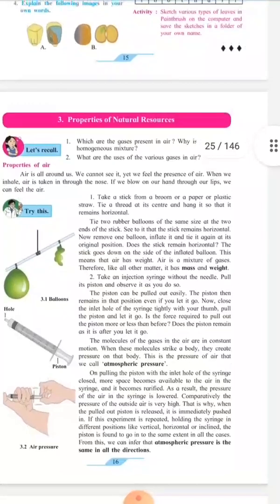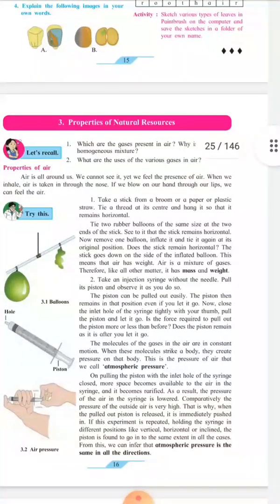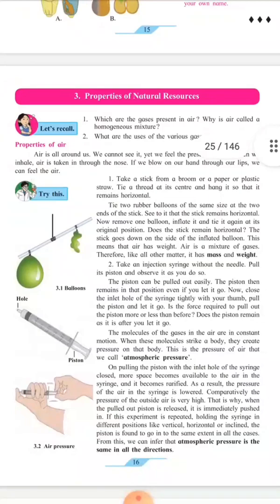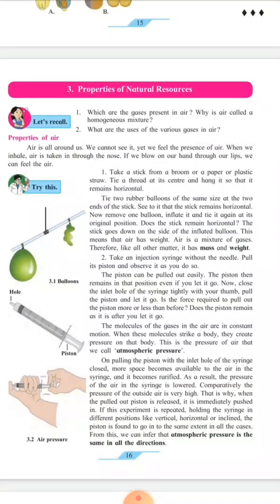Now see this experiment, try this. Take a stick from a broom or a paper or plastic straw. Take whatever you have. Tie a thread at its center and hang it so that it remains horizontal. Tie 2 rubber balloons of the same size at the two ends of the stick. You can see in this picture. See to it that the stick remains horizontal.